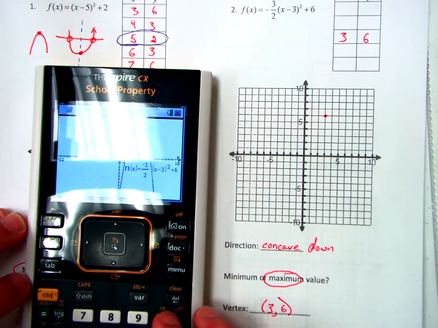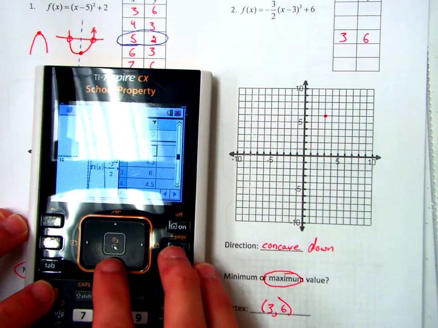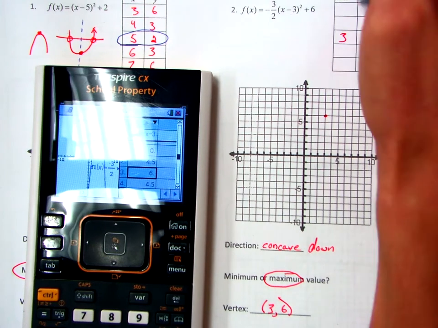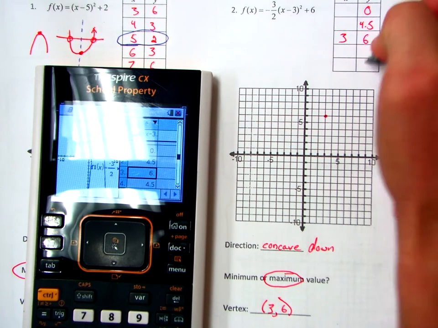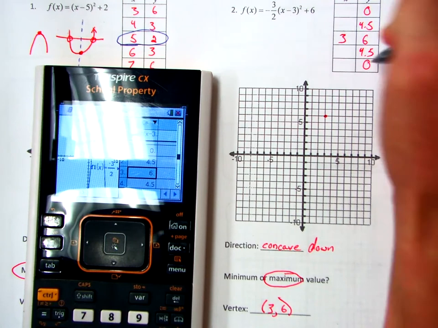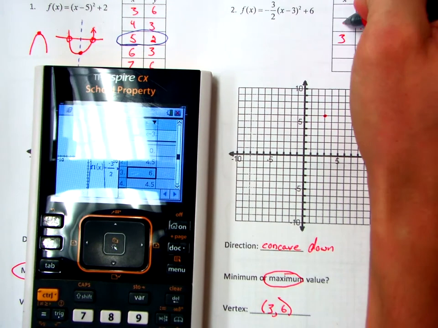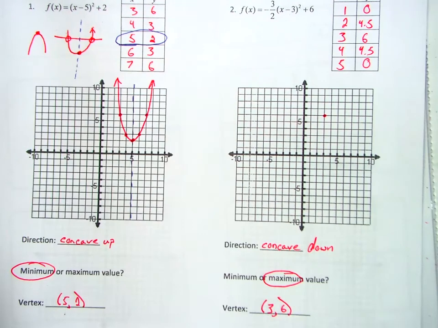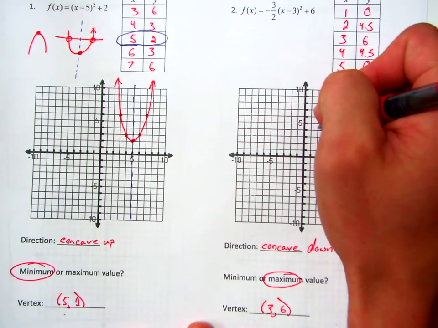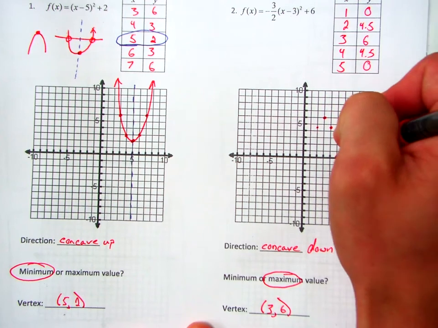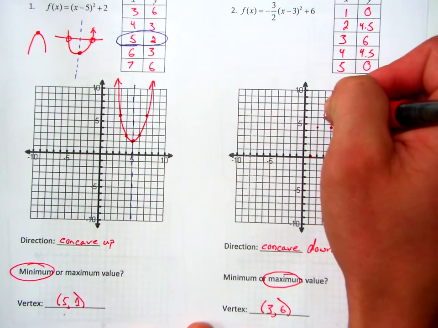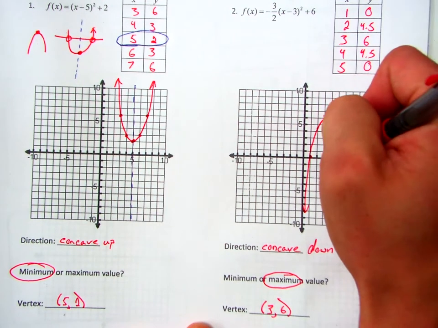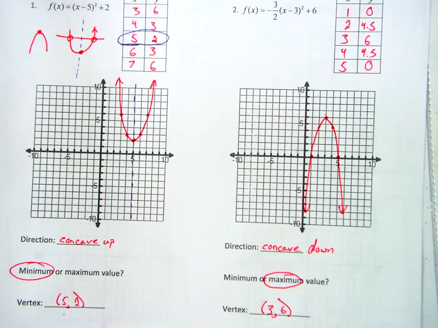Graph that. Again, there's my roots, but let's just look at the table real quick. So the table, there's one of my roots. I can see it's 0. There's my vertex, 3, 6, so that's all I really need. 4.5, 0, which means this is going to be 4.5 and 0 as well. And this is going to be 2, 1, and so on. Not to be perfect, I'm just going to go ahead and estimate where this thing is going down to. Something like that.